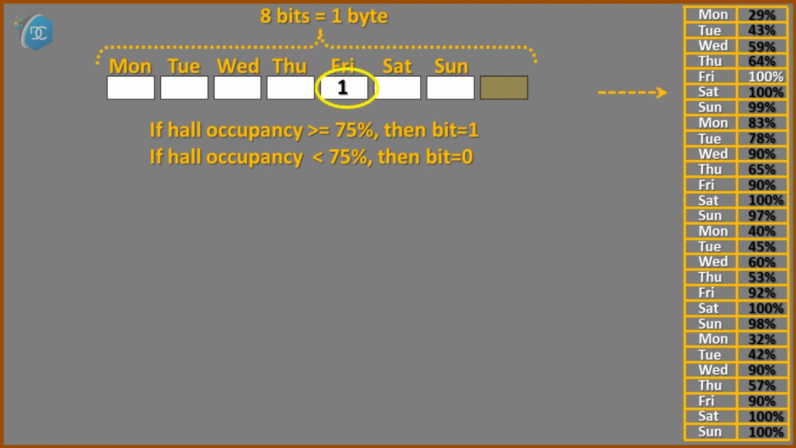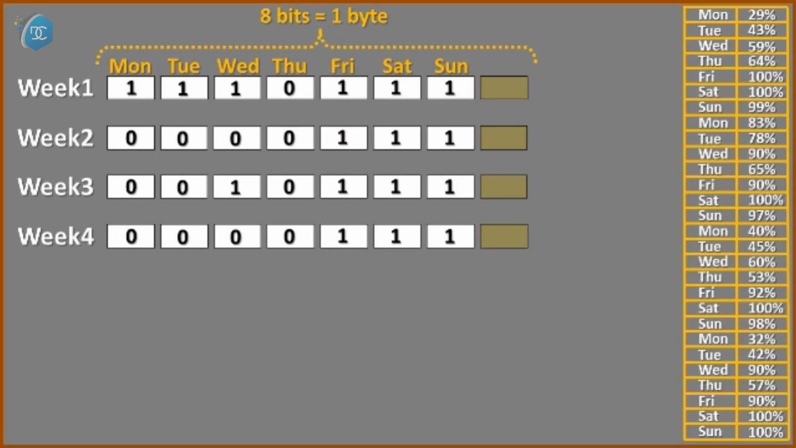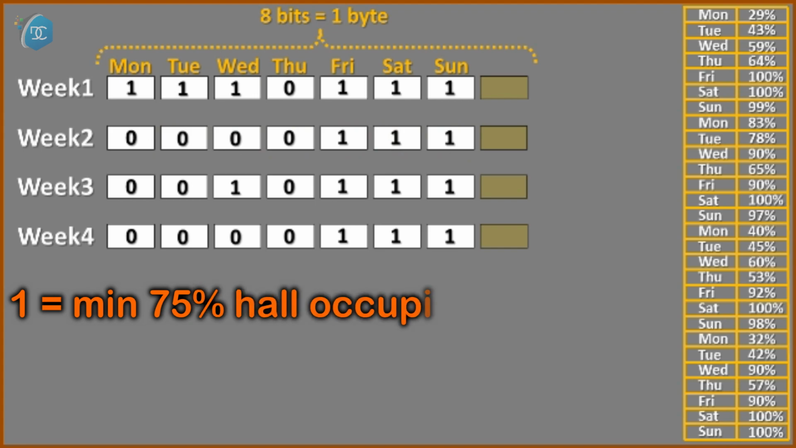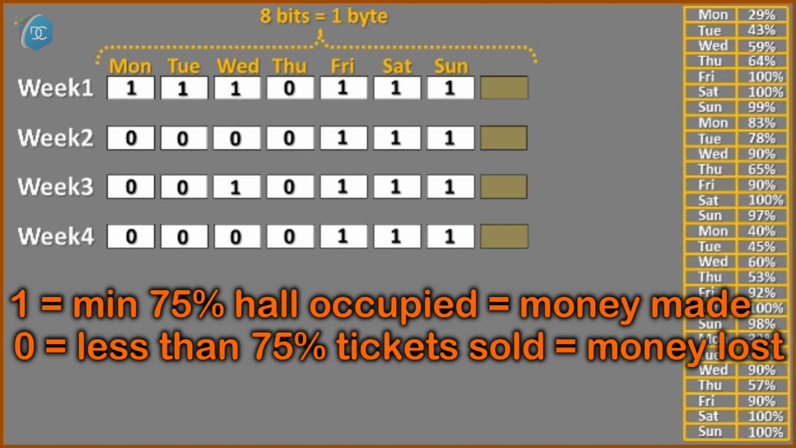Now let's take Saturday, again 100%. Saturday bit becomes 1. Similarly, we go on filling the data for the whole week as per this table. Let's call it week 1. Taking the data from this table, we will fill up similar bits for week 2, week 3 and week 4. Now we have all weeks of the month written here, with ones telling us the days when the hall owner made money, that is minimum 75% of tickets sold, and zeros telling us when he didn't.